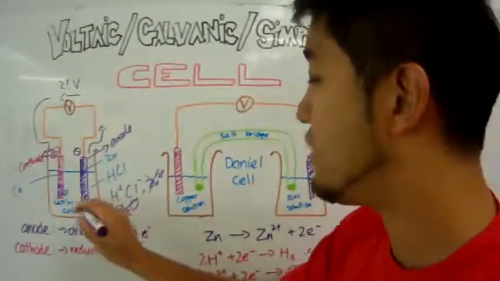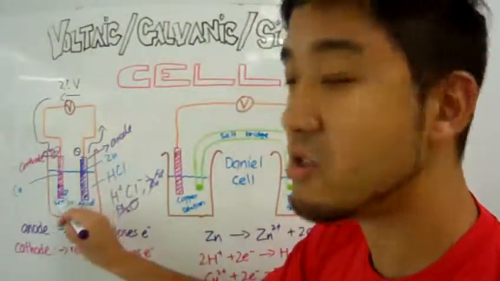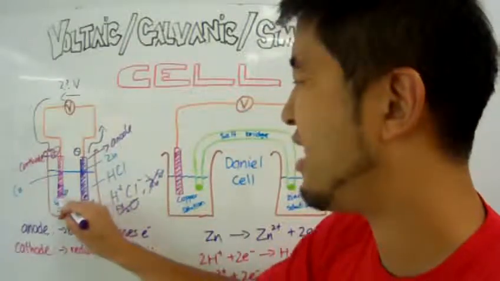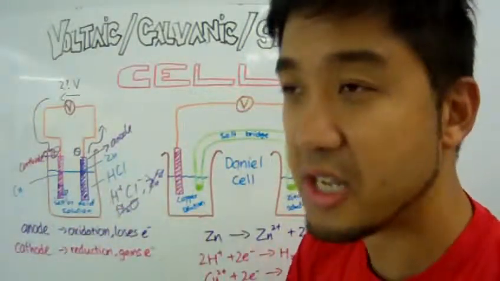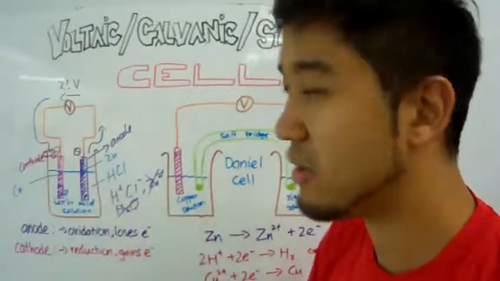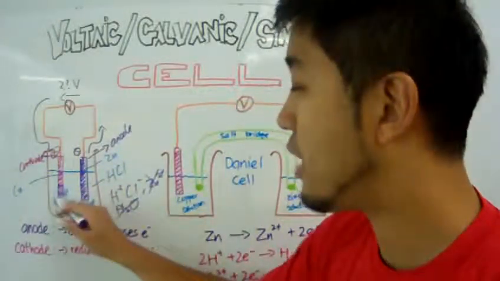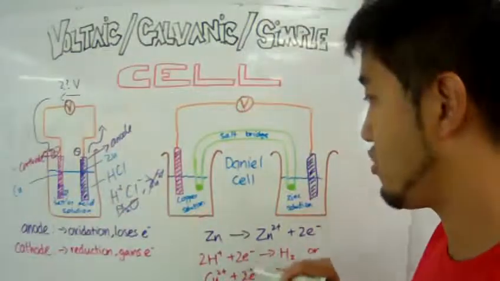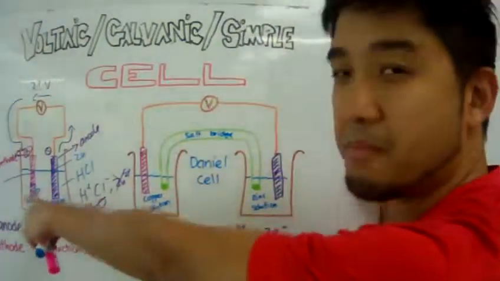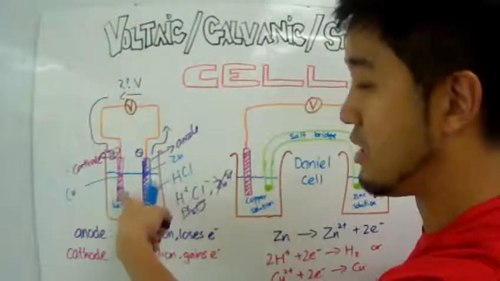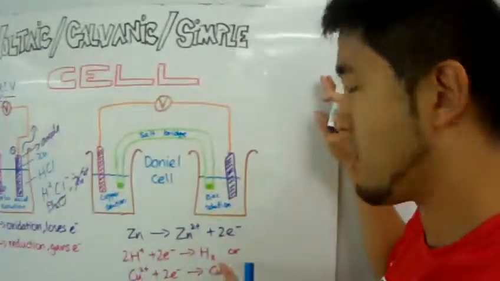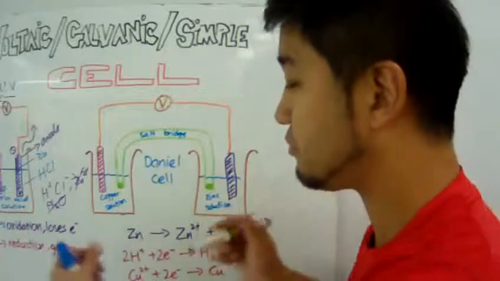So what's going to happen is that you get a lot of hydrogen ions around here, because this is a strong acid and it will dissociate completely when you dissolve it in water. So the hydrogen ion is going to pick up those electrons right here at the cathode, and it's going to form hydrogen gas. So it's going to bubble.